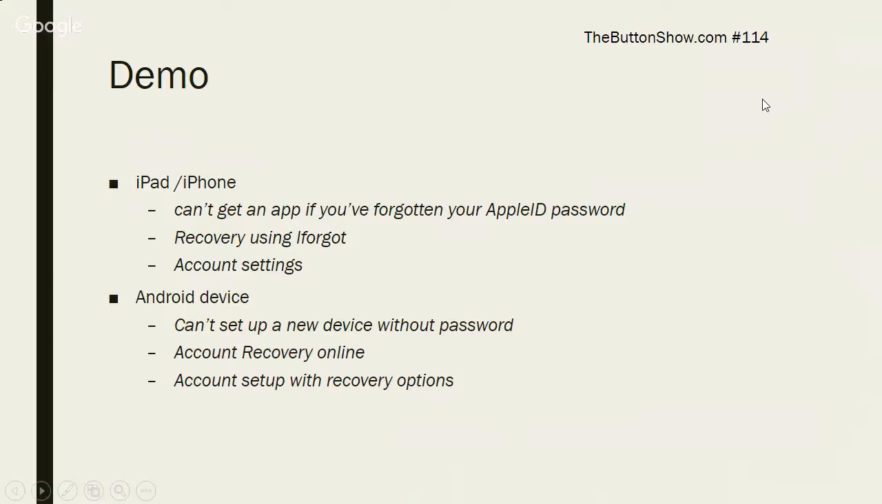All right. So I usually use my real primary devices for our demos just because I like to be real. But accounts are too important. So I'm going to use my secondary devices that have dummy accounts set up on them for this. I don't want to be messing around with my real account. So on my iPad, I'm going to demonstrate that you can't get an app if you've forgotten your Apple ID. I'm going to show you how to recover it. I'm going to show you how to set account settings. And I'm going to do the same 3 things on the Android. So I'm starting with the iPad.